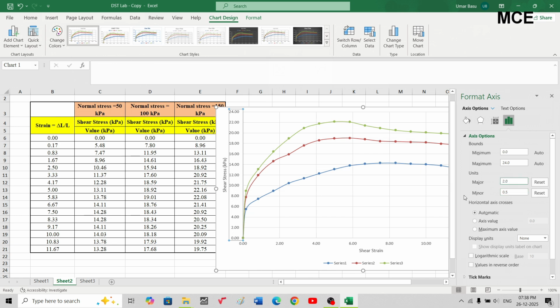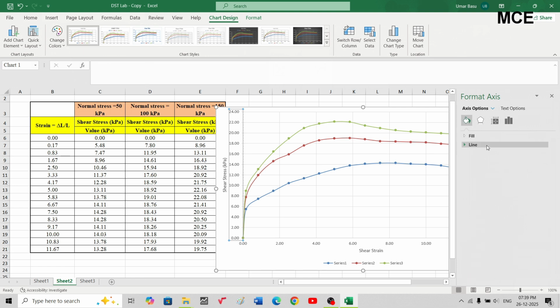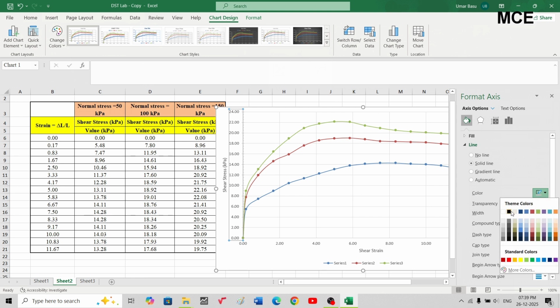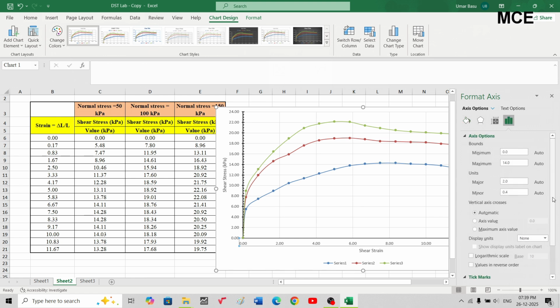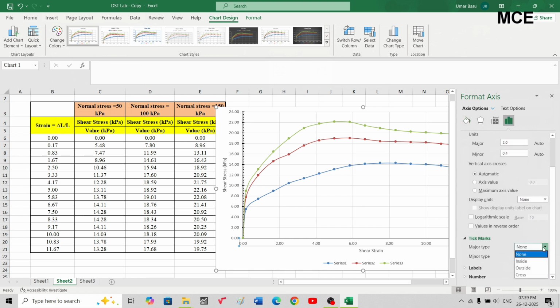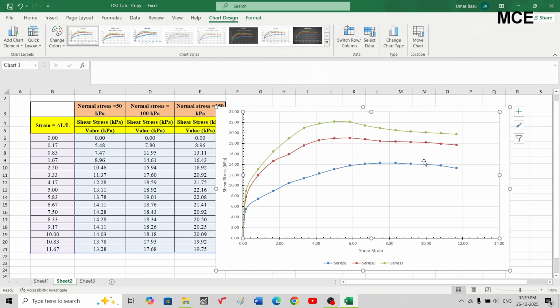Make the tick marks visible, with major type as cross and minor type as inside. Change the color to make them more visible, so black. Now you can see the divisions. Similarly for the horizontal axis, change the color to black and increase the width, and make the major type as cross and minor type as inside. Now you can clearly see the peak values.